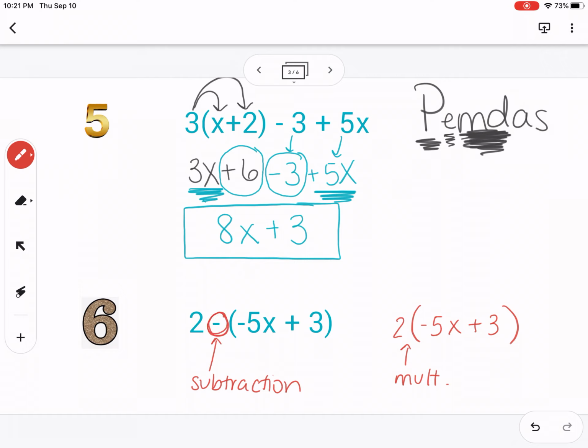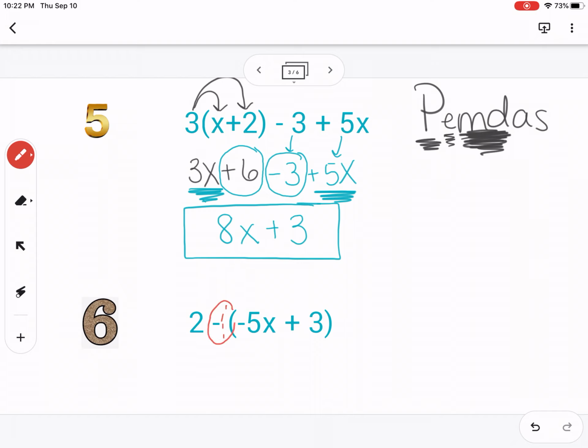Some teachers will say there's an invisible negative 1 here, right? You can think of it that way. It's not really letting me write the negative 1. Let me try it again. Okay, so some people say there's an invisible negative 1 there. That's fine. But I sometimes just think you're distributing the negative sign. So a negative times a negative right here, negative 1 times negative 5, that's going to become a positive 5x. And then negative 1 times 3 is negative 3. This 2 just comes down in front.